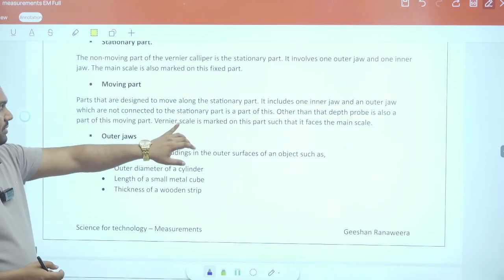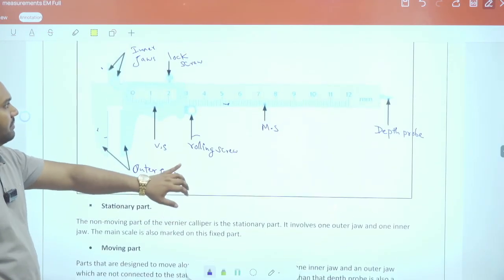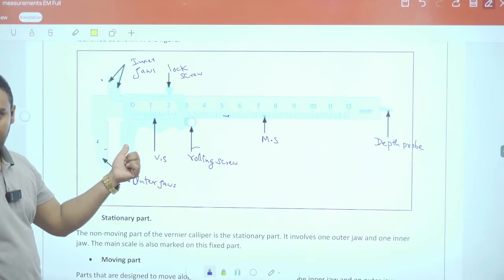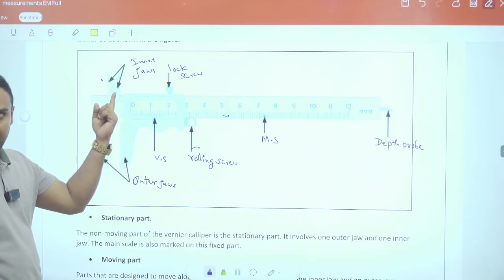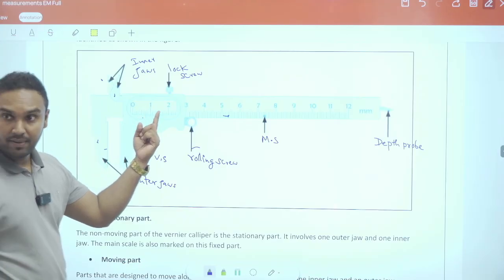Now the moving part. In the moving part, what can you see? One outer jaw is there, one inner jaw is there, and the vernier scale is there, and what else?